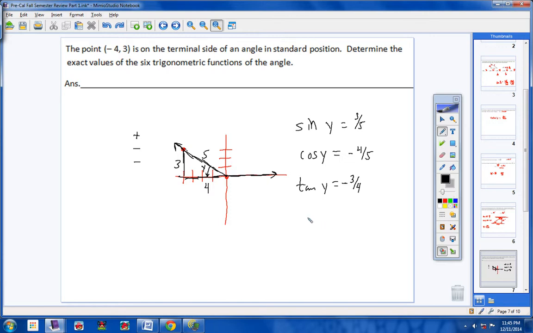Now, students, let's quickly find our last 3 trig functions. If this is sine, then the reciprocal would be cosecant. So the cosecant of y is 5/3. Secant is the reciprocal of cosine. That'd be negative 5/4. And cotangent is the reciprocal of tangent, which would be negative 4/3. There we go. Okay, so not too difficult.